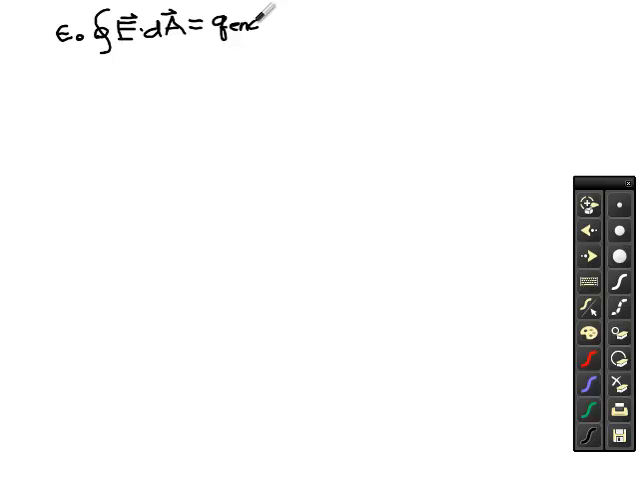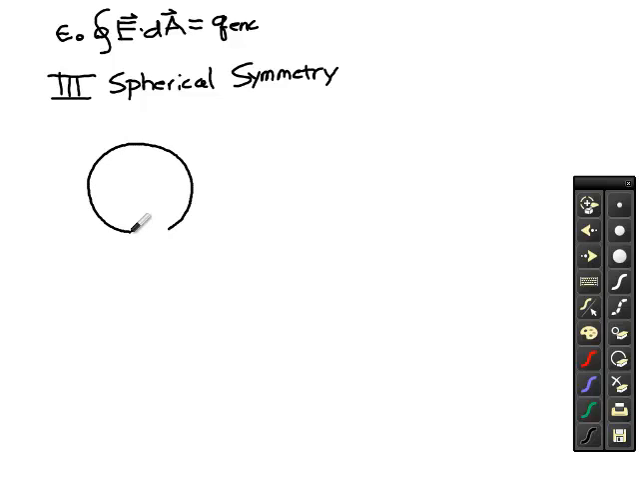Okay, so first we start with spherical symmetry. I'm going to start with a thin shell of charge. So I've got a non-conducting, actually it doesn't matter, but let's say it's a non-conducting thin spherical shell. It's a ping pong ball. It's got radius r. And it's got a charge on it.